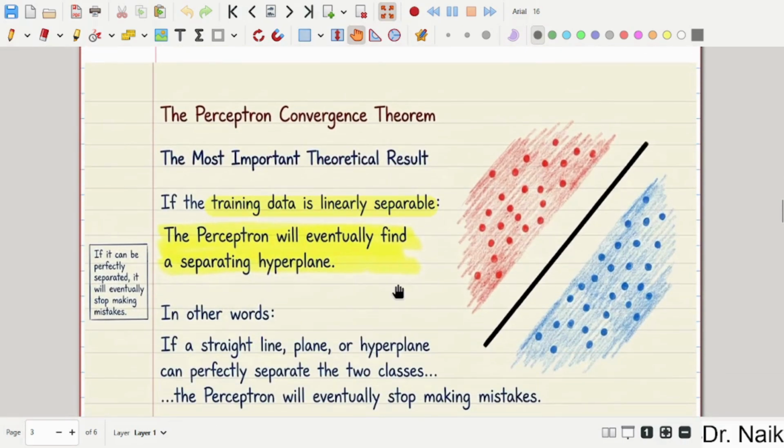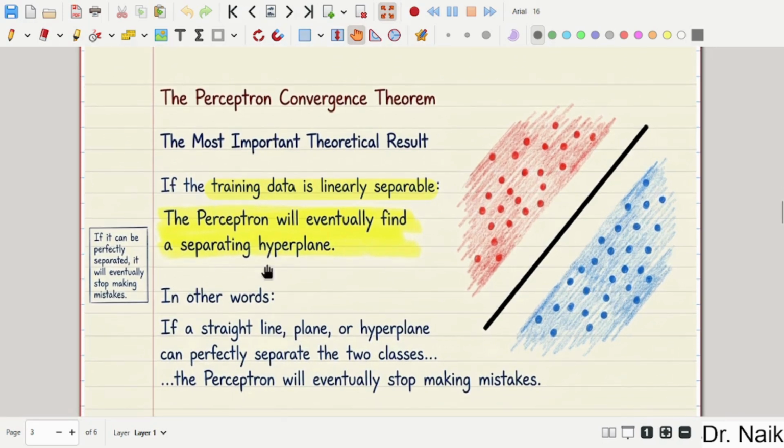Now understand the perceptron convergence theorem. If the training data is linearly separable, then the perceptron will eventually find a separating hyperplane. In other words, if a straight line or a plane or a hyperplane can perfectly separate the two classes, then the perceptron will eventually stop making mistakes. So this point is to be remembered.